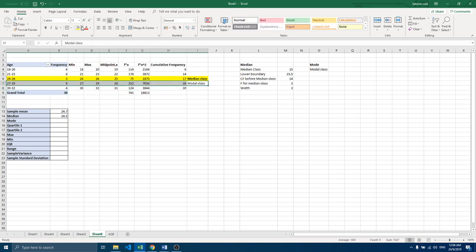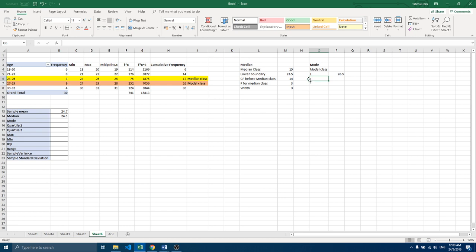So I like a different color. Model class. Alright, so this is your model class. And then you have to find the lower boundary, same thing, but now I'm just using the short form L. So L, lower boundary for your model class is 26.5, because 26 plus 27 divided by 2, then you will get 26.5.